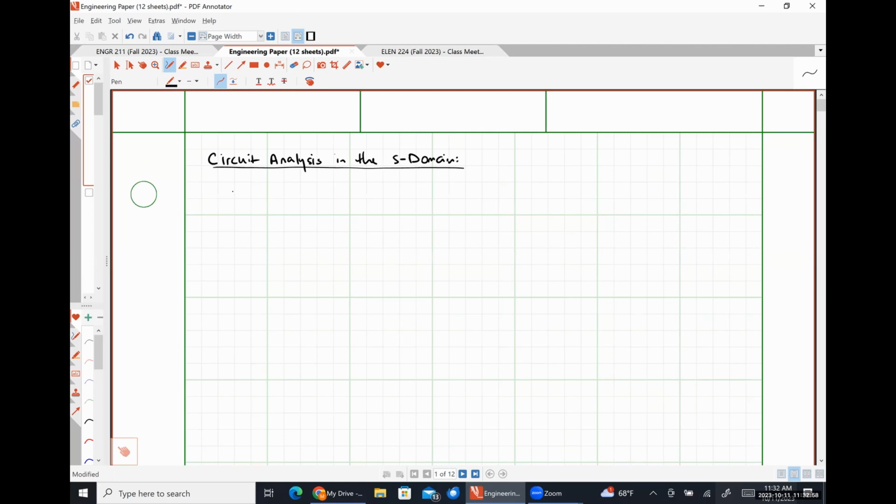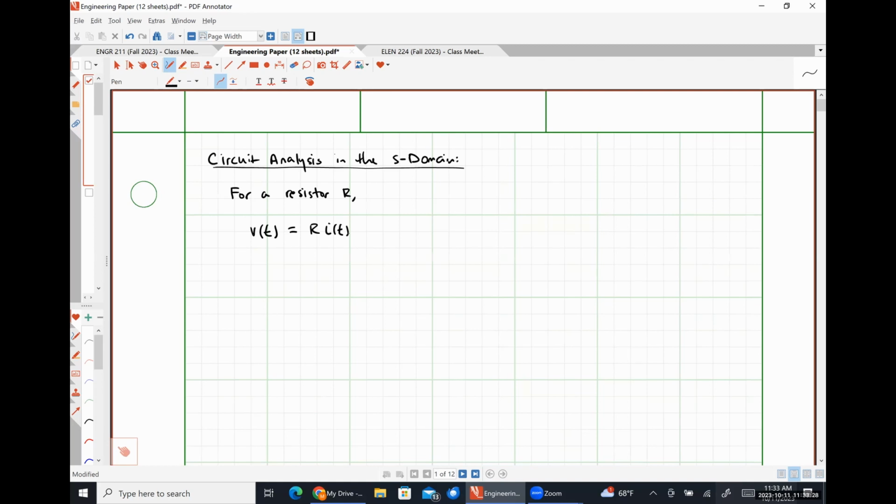So if I have a resistor, we know that in the time domain, our voltage V of t is simply equal to R times I. This is just good old Ohm's law, right? What is this going to look like in the S domain?